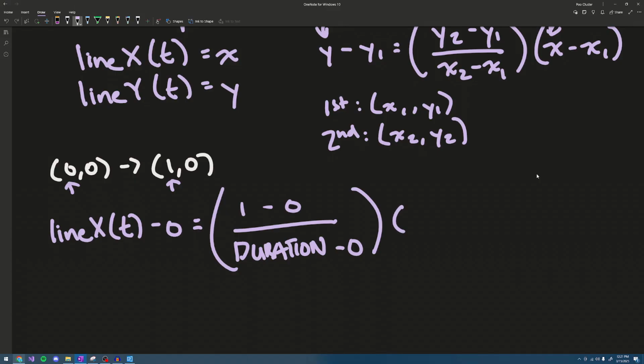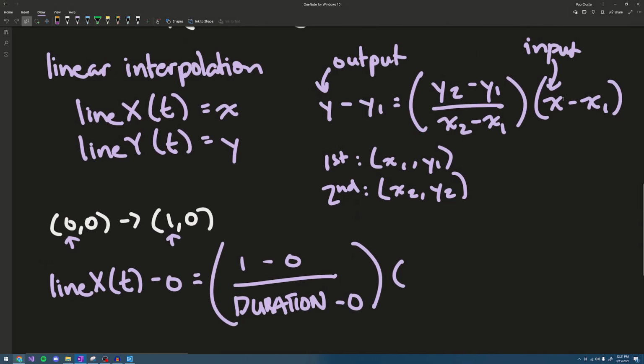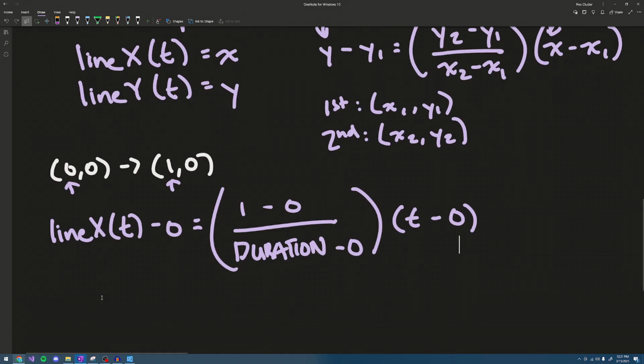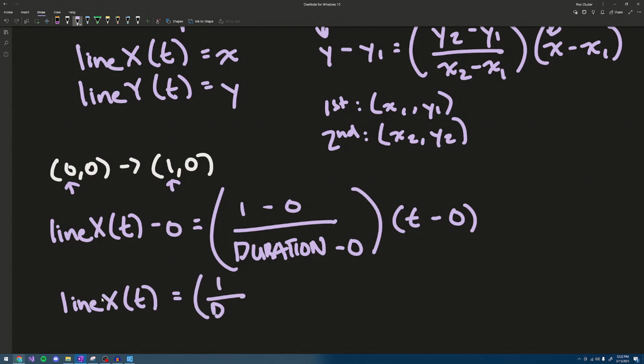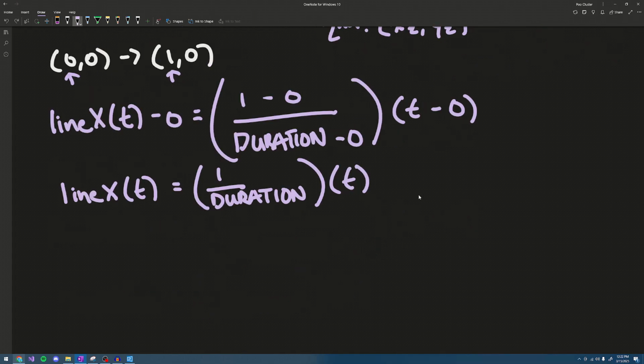Now we have our input here, x. Remember, x is the input and y is the output. If line x of t is our output, that must mean that t is our input. Now again, what is x1? Well, x1 is where t starts. That would just be 0. And we can simplify this equation a little bit more. There's a lot of zeros in here, right? So let's just clean up the equation a little bit. We can go ahead and do the same thing for line y.